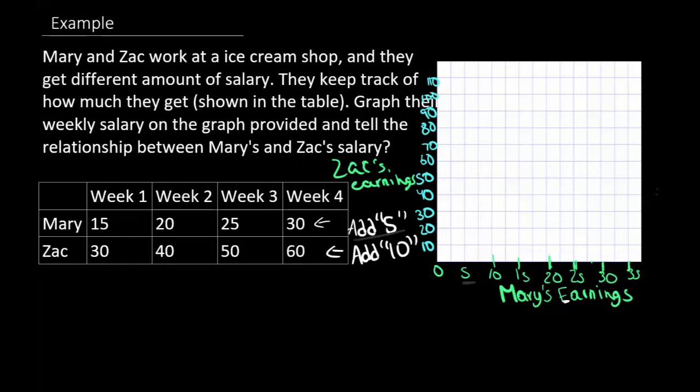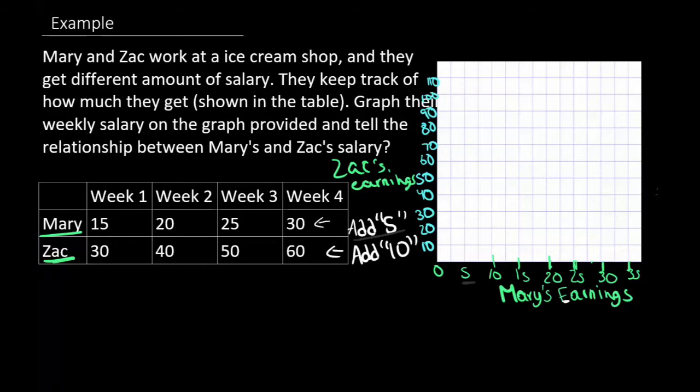Our first example is a word problem, and it says, Mary and Zach work at an ice cream shop, and they get different amounts of salary. They keep track of how much they get, and it's shown in the table. Graph the weekly salary on the graph provided and tell the relationship between Mary's and Zach's salary. Okay, so here I have Mary's salary and then Zach's salary.